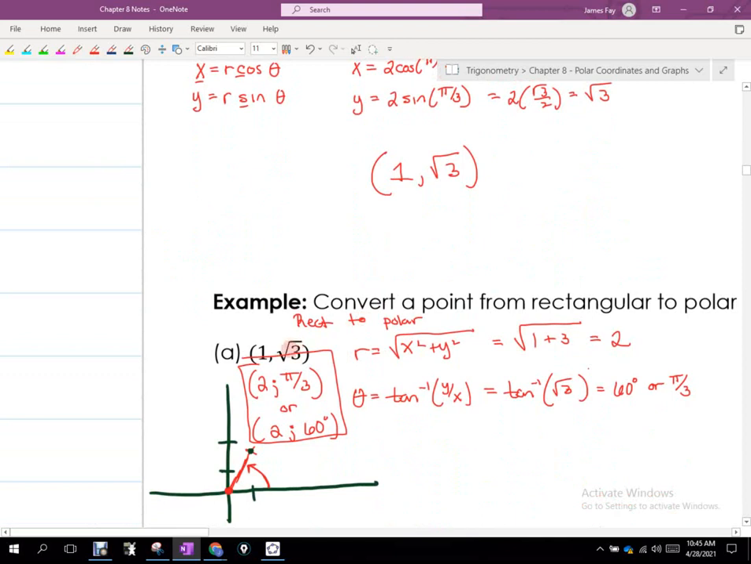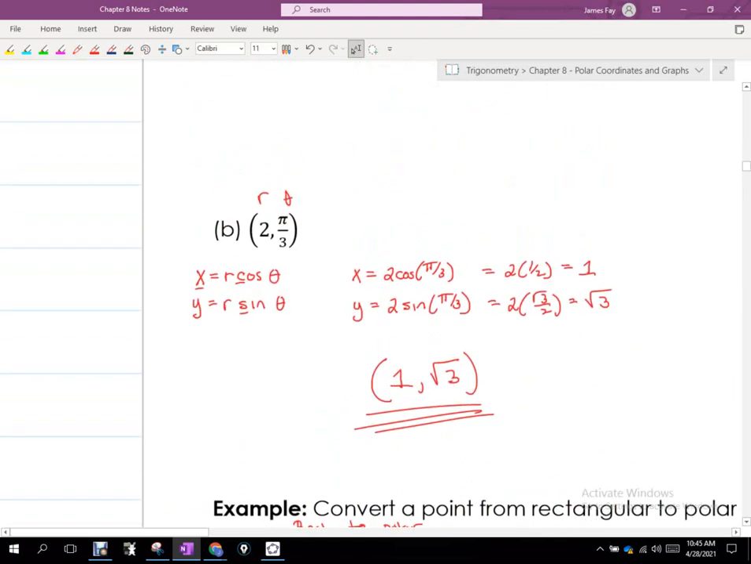That's exactly what we did down here. We started with 1 radical 3, and we came up with 2 comma pi over 3, right? So starting with 2 comma pi over 3 should inherently get back to 1 comma radical 3. That's the way that we go back into rectangular coordinates if we started in polar. So that's our x and that's our y.